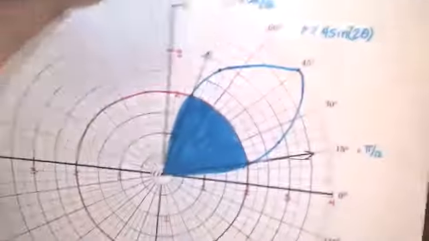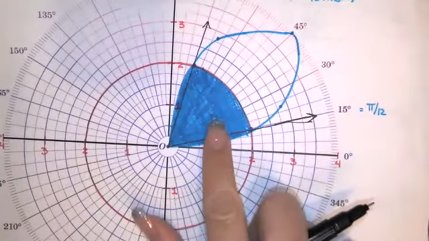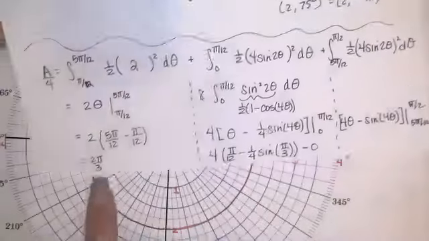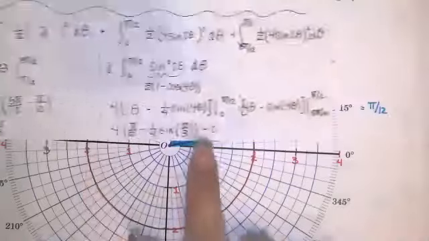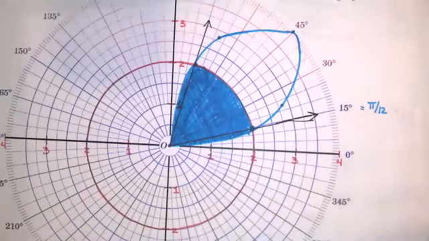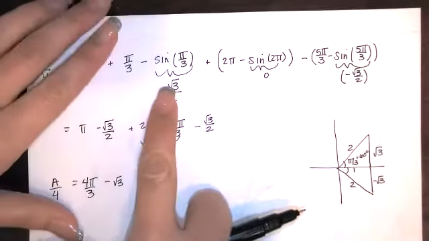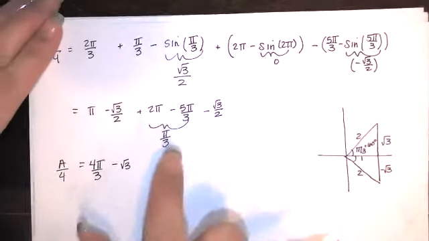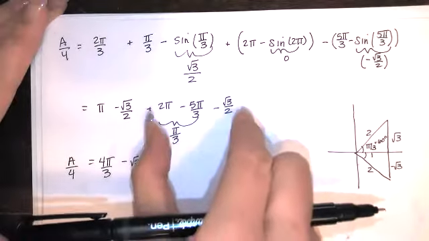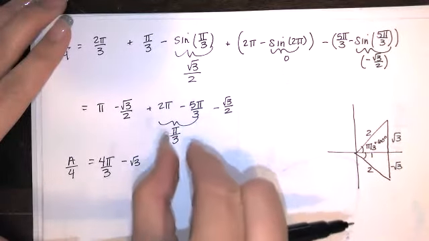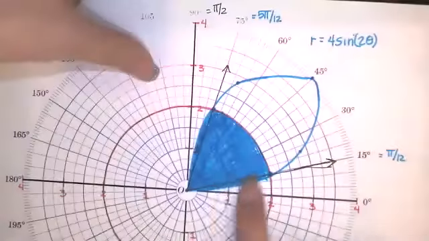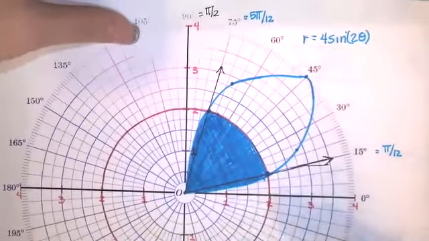In other words, it's that area right there. This area right here turned out to be, according to our calculations, 2 pi over 3. And this area, according to our calculations, was pi over 3 minus root 3 over 2. And if we simplify this, we end up finding that this is pi over 3 minus root 3 over 2 as well. So this area here is equal to this area here, which is what we thought, right? Because it's symmetric.